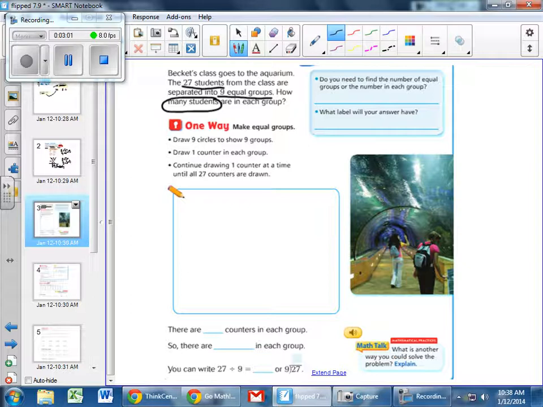So, looking at the blue box, do you need to find the number of equal groups or the number in each group? It wants to know how many students are in each group, so you're going to fill in each group. It already told us that there's going to be 9 equal groups. We just need to find out how many are going to be in each one of those groups. What label will you use for your answer? Since we did our strategies of problem solving and we circled it, it's already circled, so your label is going to be students.